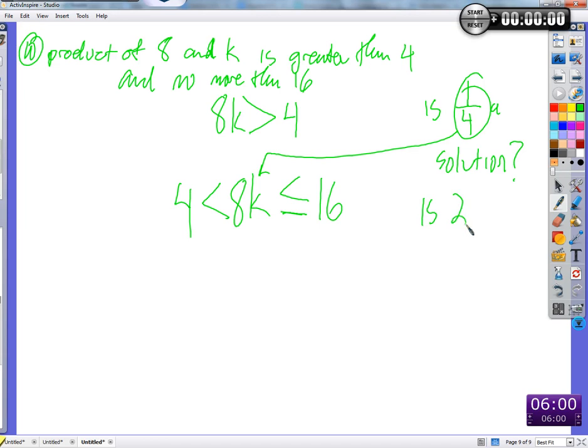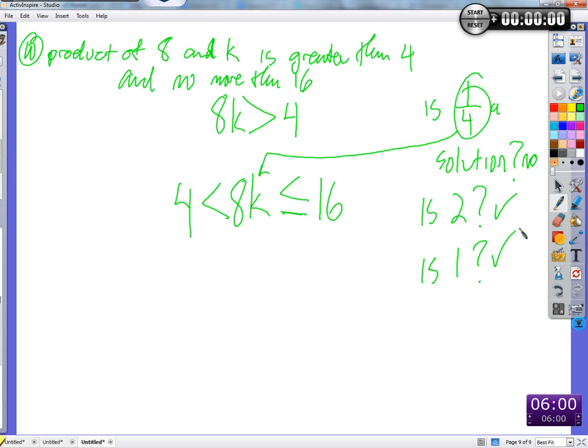Is 2 a solution? No, wait, 2 is a solution. What do we get when we put 2 in there? You get 16. But it doesn't have to be less than 16? No. It can be equal to or less than 16. And what about 1, is 1 a solution? Yes. You get 8. 8 is bigger than 4. 8 is less than 16. So, yeah.